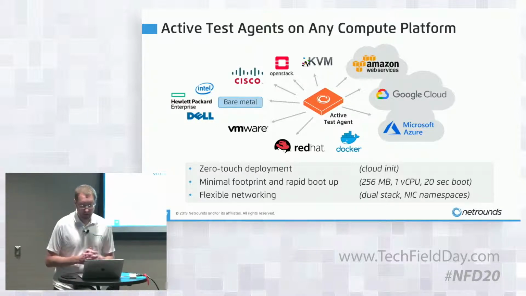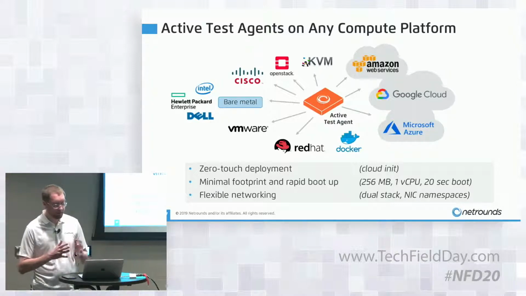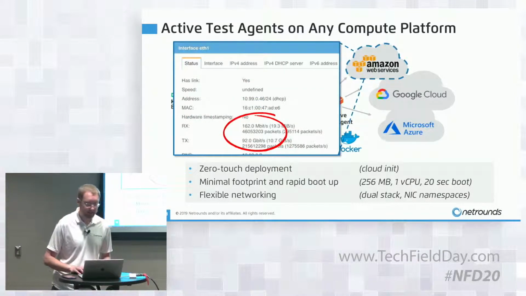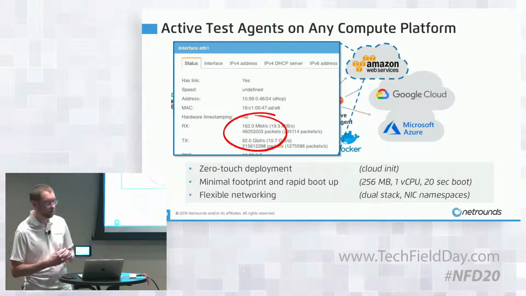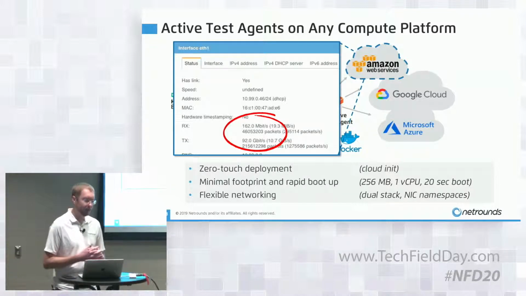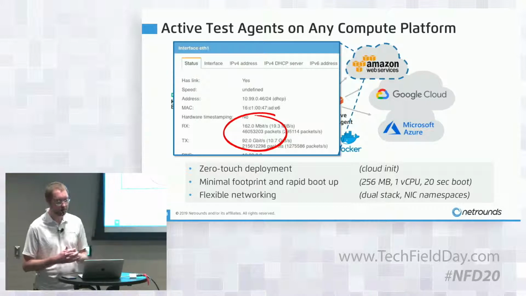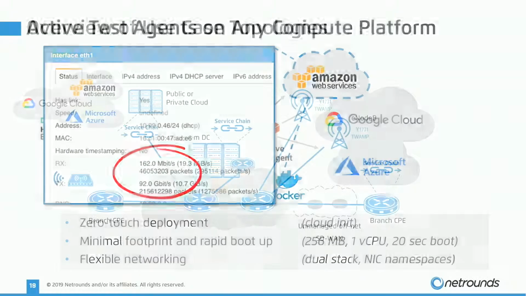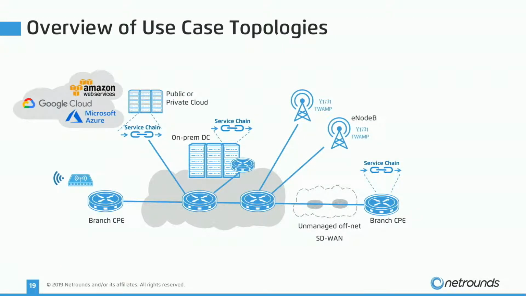The same test agent also scales from being very, very small up until the largest instances. This is just a simple screenshot of when we run on the new C5N machines in Amazon. In this example, we were pushing close to 100 gig on a single NIC in Amazon. So it's the same software all the way from very small up until the largest machines available.